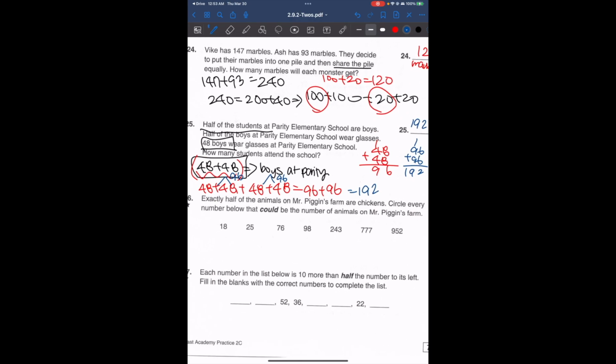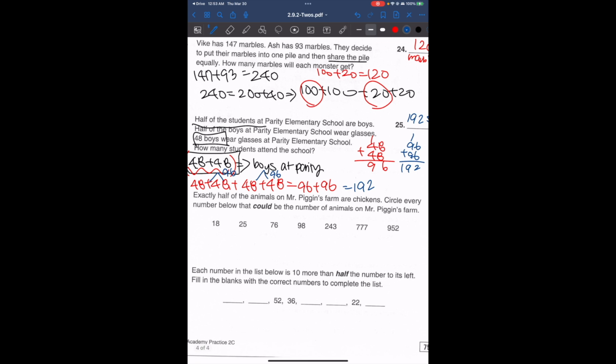Exactly half of the animals on Mr. Piggin's farms are chickens. Circle every number below that could be the number of animals. Now that means that since it's exactly half, we can group them into exactly 2 groups, and that indicates that the number must be even.